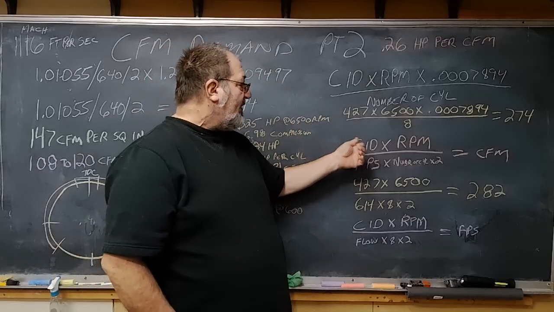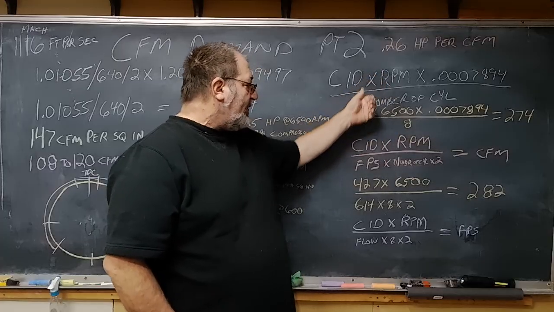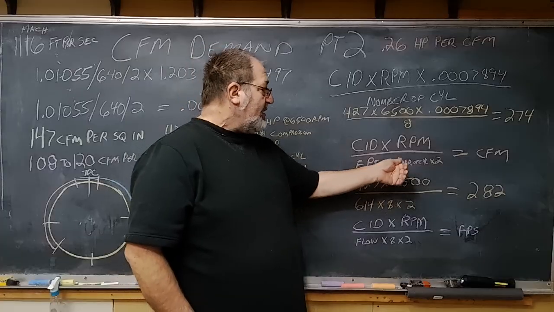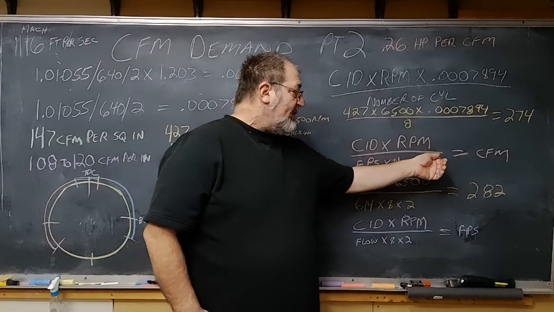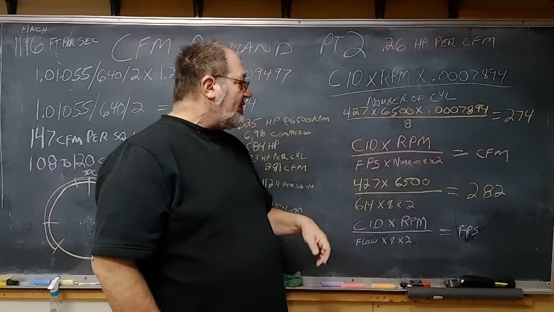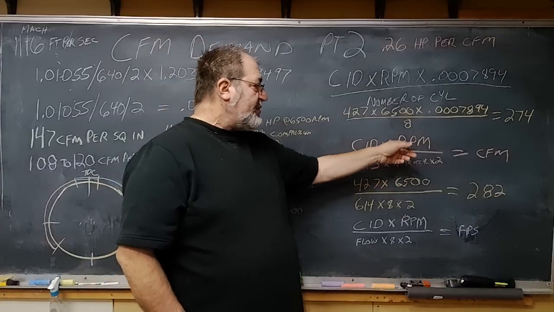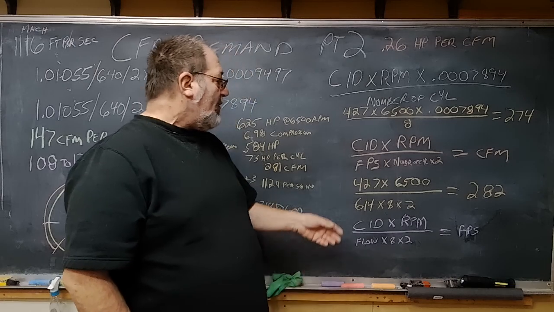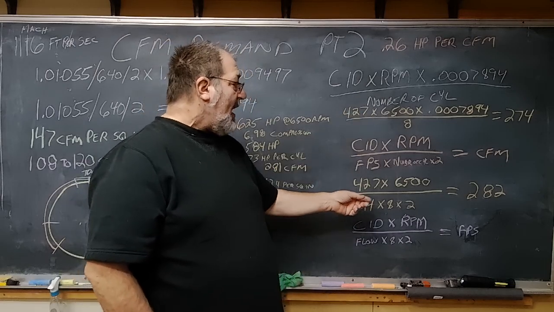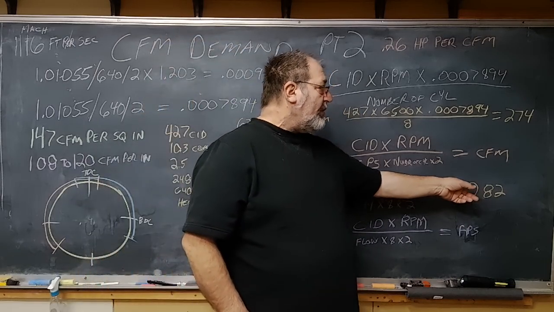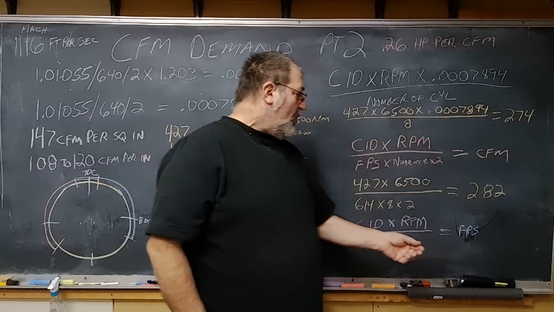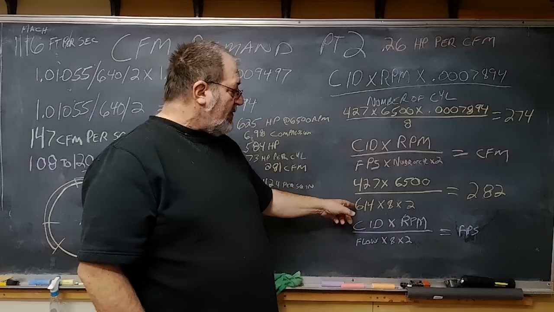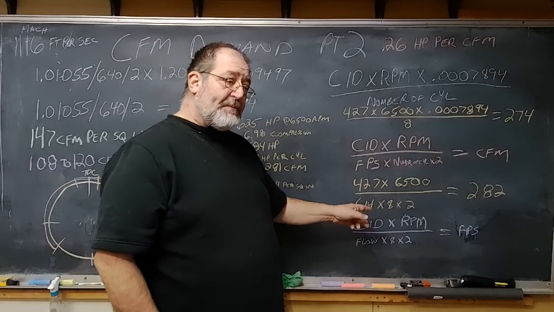Now, this is CID and RPM, just like before. Feet per second, that's your airspeed. Number of cylinders, and the 2 that we stole from the other formula to divide your RPM in half. And that'll give you CFM. Now, running the same motor, I got 282. You're saying, well, that's different. Well, it's different because I changed the airflow. I changed the feet per second.